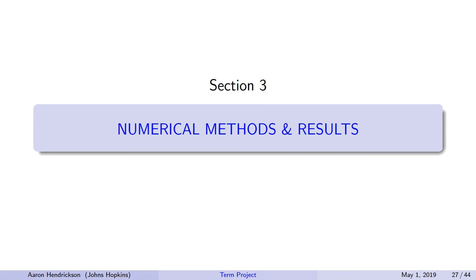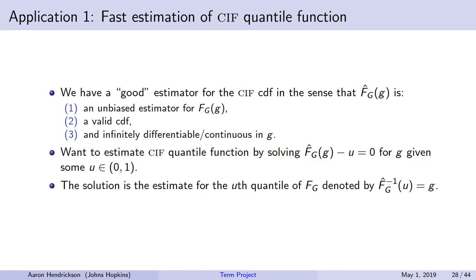And so here's the last section of this talk, which is just going to present some quick numerical examples to show these ideas work. The first application was finding the quantile function for the SIF distribution. We have a good estimator for the distribution function, this hat fg, and I say it's good because we know, one, it's unbiased, two, it is a valid CDF, three, it's an infinitely differentiable and continuous function in G, and since we have its derivatives, we can use root finding algorithms that are based on derivatives. So we'll invert this by picking a value u, that's our quantile, and solving this equation for G to get the inverse CDF, the quantile function.